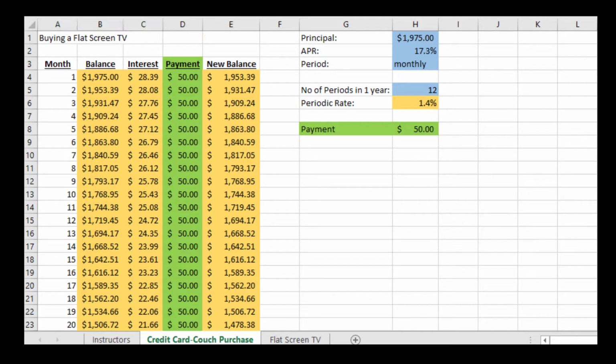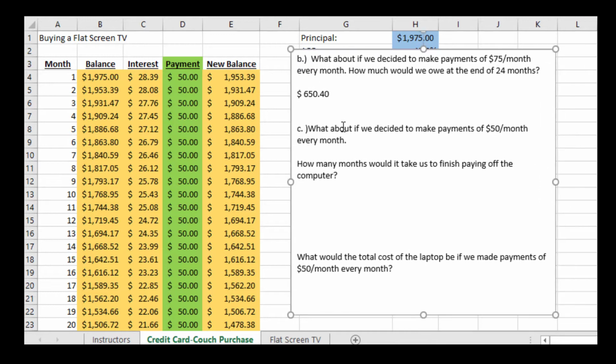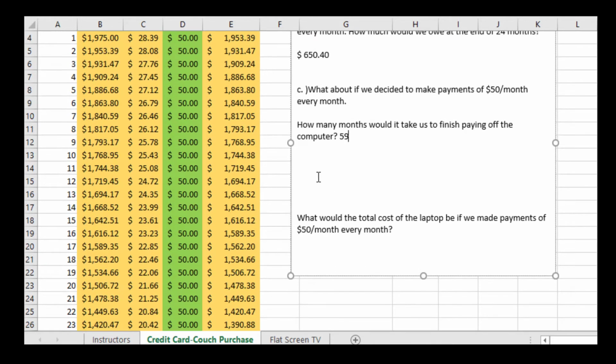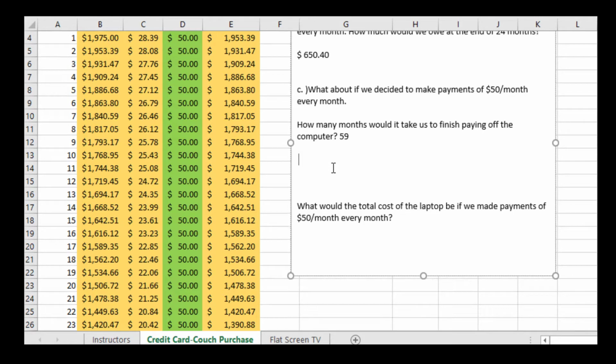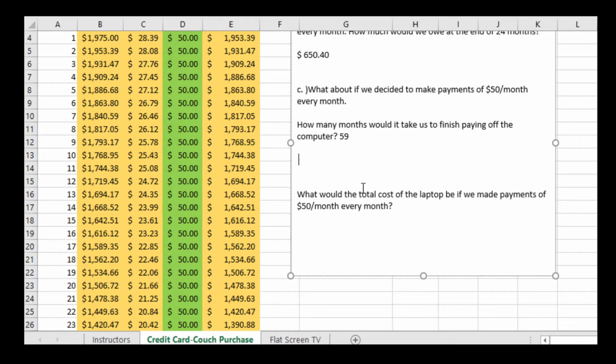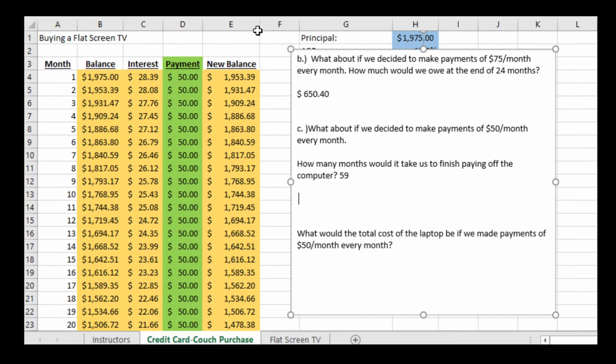So I'll drag that over here again, maybe. And that, how many months to finish paying it off? And it would be 59 months. Now our final question. What would the total cost of the laptop be if we made payments of $50 a month every month? Okay. Let's move that over. What is going to be the total cost of the laptop?